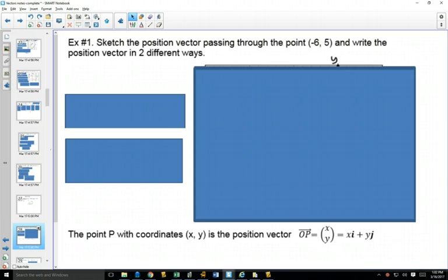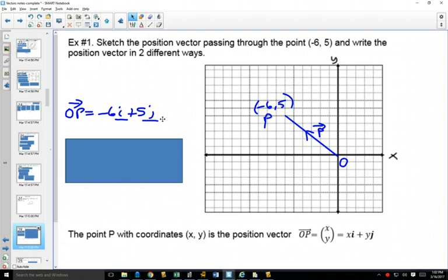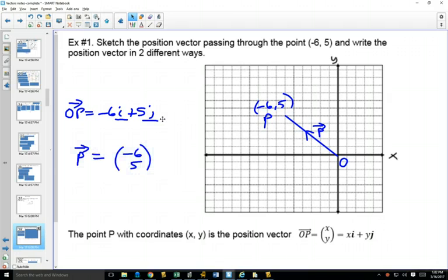So we want to sketch a position vector passing through the point -6, 5. So it would start at our origin and go to the point -6, 5. And write that position vector in two different ways. Well, we could write it with our unit vectors, or we could write it as a column vector. So any point with coordinates x, y becomes a position vector with that vector x over y.